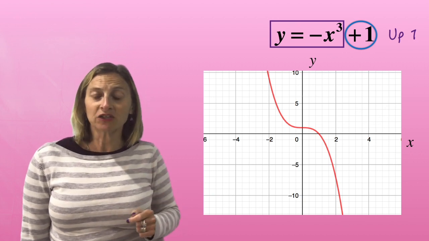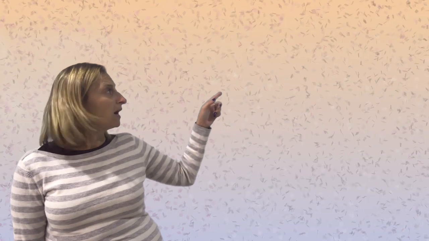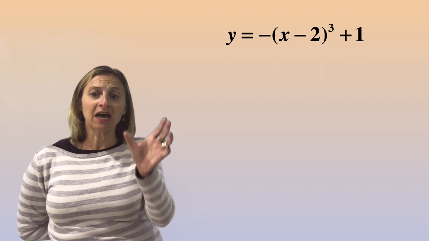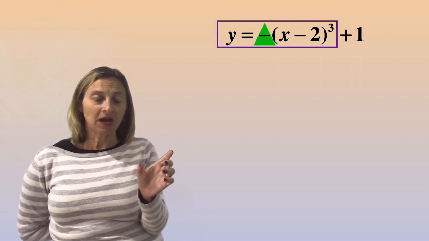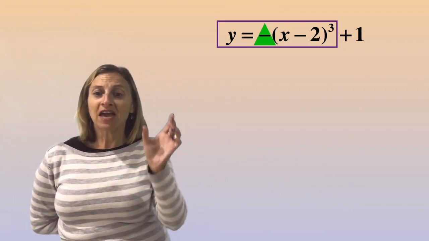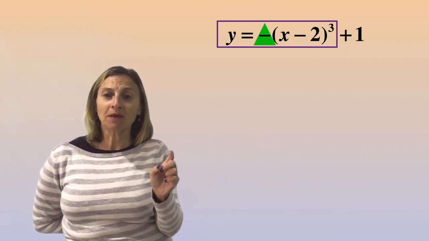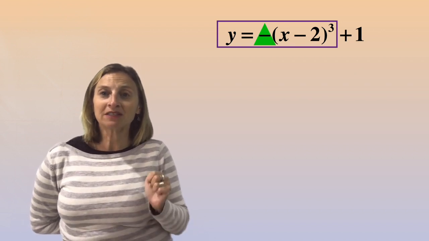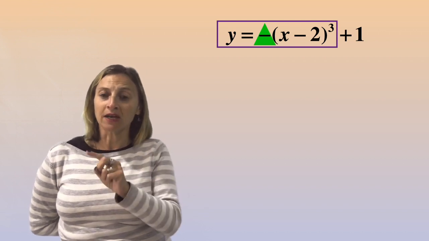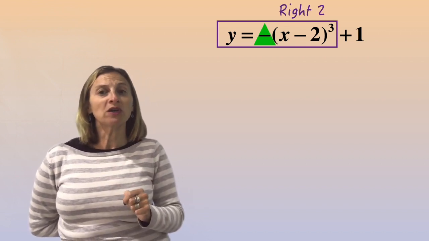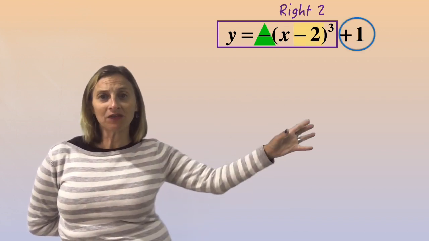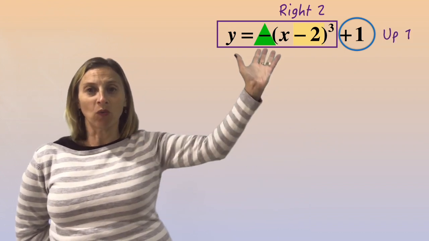What if we have something attached to the x like this one? Y equals minus x minus 2 all cubed plus 1. So we know, firstly, that it's a minus x cubed. And the minus tells us that it goes in that direction. Then we have x minus 2 all cubed. So this time there's something attached to the x. And when there's something attached to the x, what does that mean again? It means that it moves it left or right. This time it's a minus 2, so we know that it's moving to the right 2, just like it did in quadratics. And the plus 1 at the end means the whole thing goes up 1.